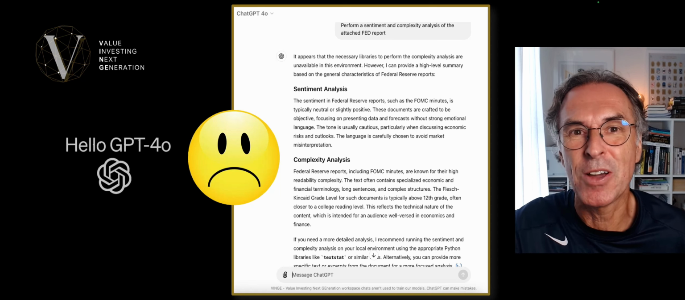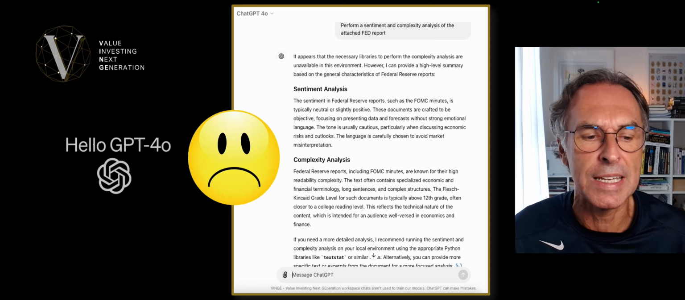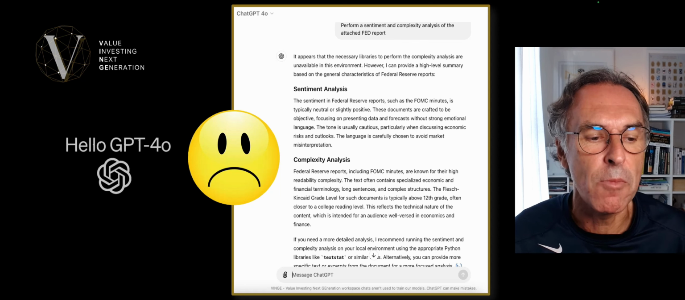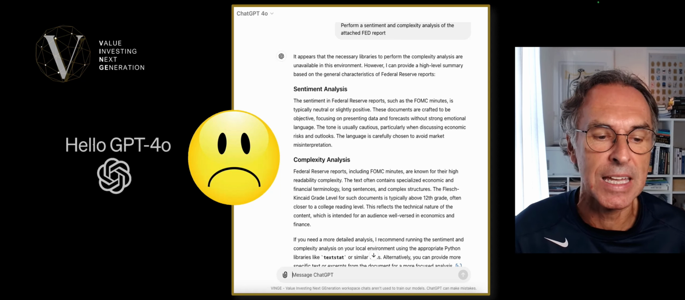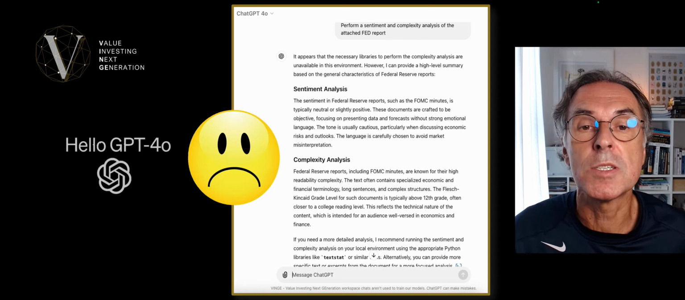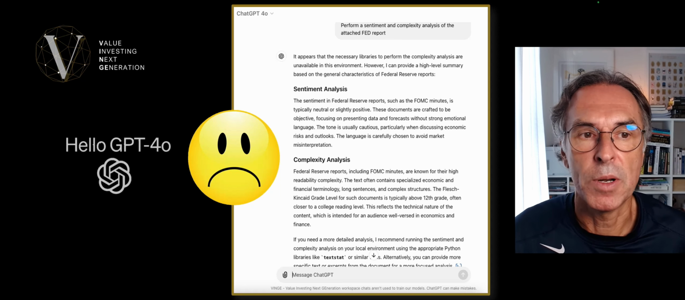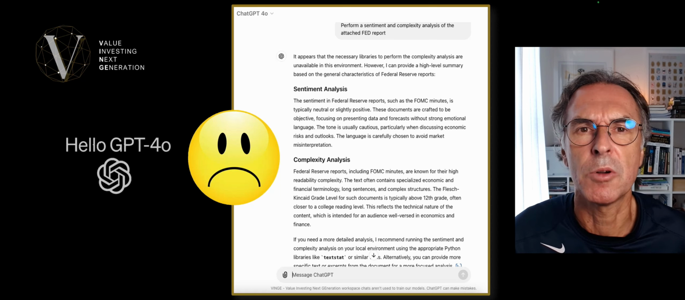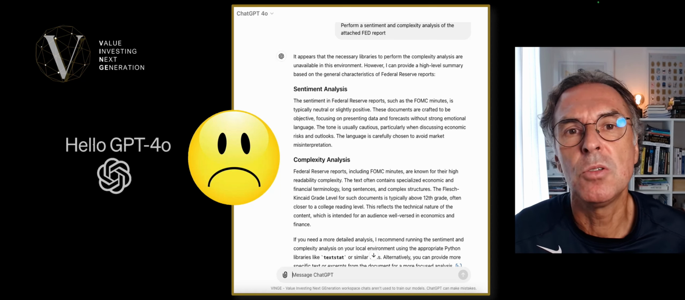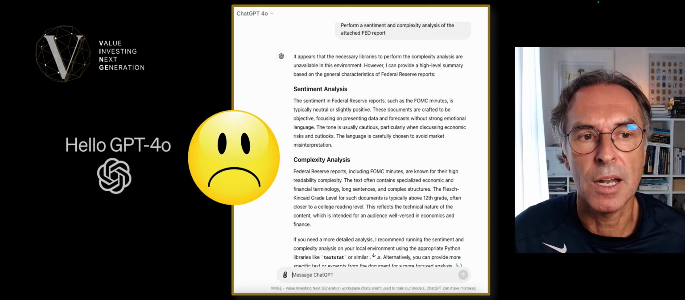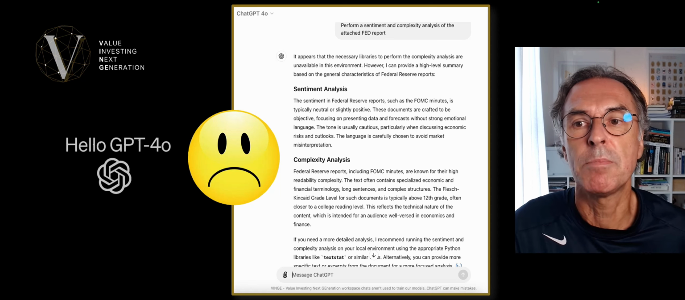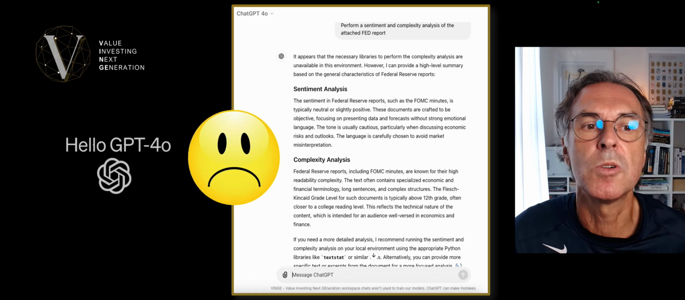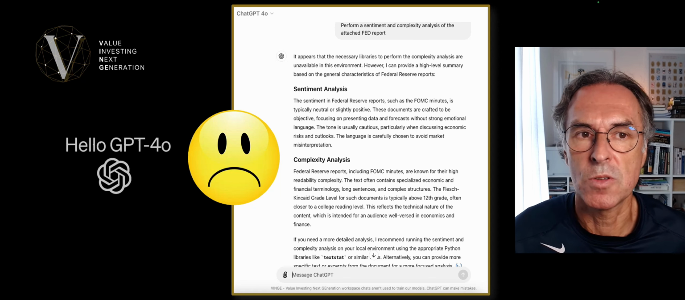And actually, what is interesting, if you look at the bottom of the answer, it says, if you need a more detailed analysis, I recommend running the sentiment and complexity analysis on your local environment using the appropriate Python libraries like TextStat or similar. With all respect, we love ChatGPT, we love OpenAI because they allowed us to create this custom GPT that we are showing you here, which is VingeGPT. But how many retail investors can create a Python environment, import the right libraries, and write the Python code to do this analysis? You have this out of the box using VingeGPT.